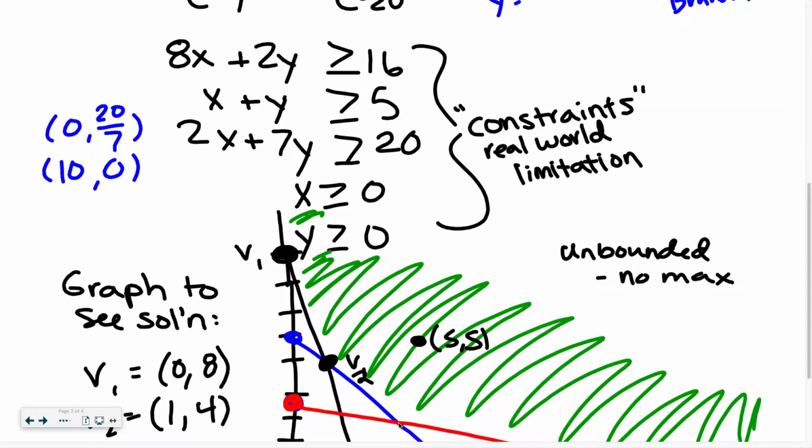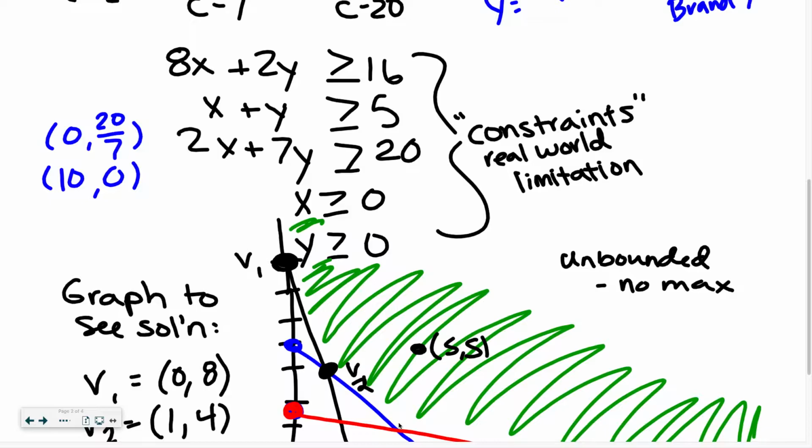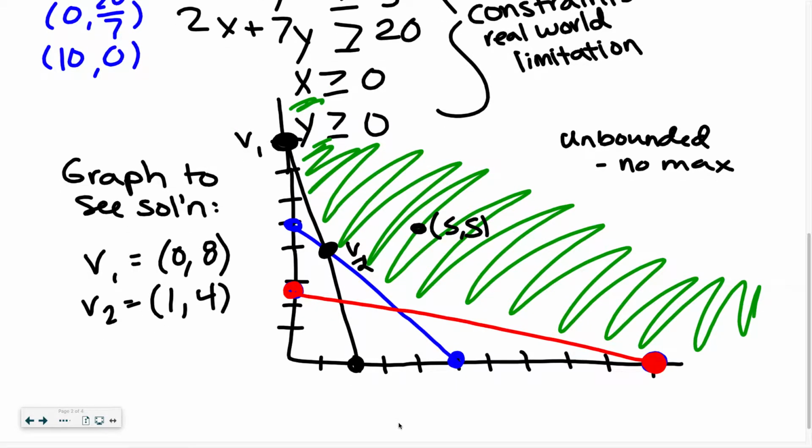So that's the black and the blue, which were the first and the second. Plug in 1, 4 for x and y and make sure it makes both sides equal. So 8 times 1 plus 2 times 4, does that equal 16? Yep, that's a point on the line. 1 plus 4 equal 5? Yep, that's a point on the line. So 1, 4 was on the black line and 1, 4 was on the blue line. That's actually the point of intersection.